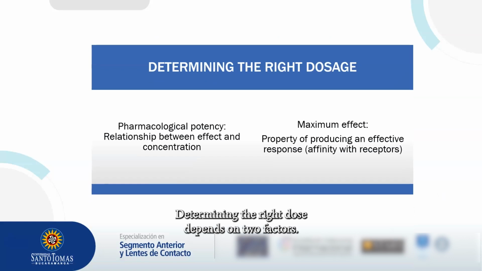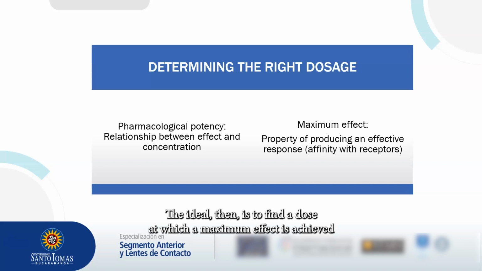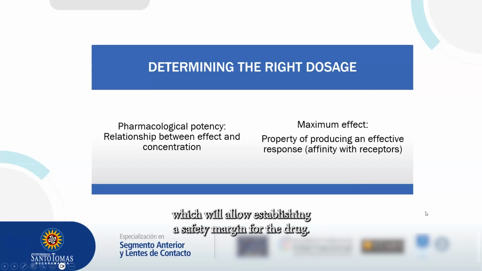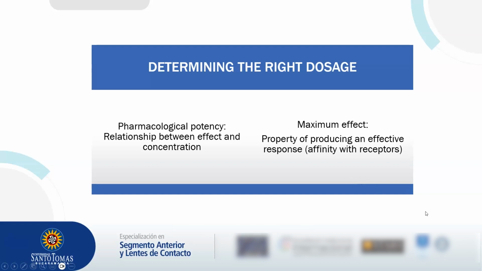Determining the right dose depends on two factors: pharmacological potency, the relationship between the effect of a drug and its concentration, and the maximum effect, the capacity of a drug to produce an effective therapeutic response, determined by its affinity with the receptors. The ideal then is to find a dose at which a maximum effect is achieved with an effective concentration range, which will allow establishing a safety margin for the drug.